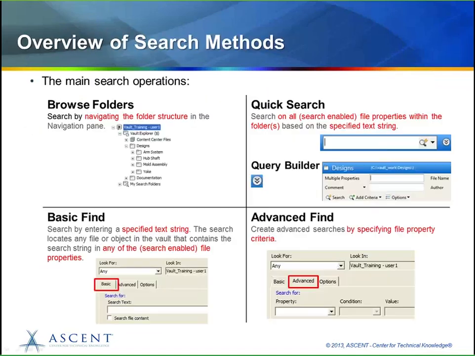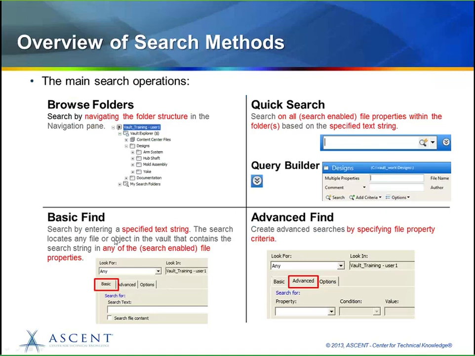Okay, so moving on here. Just a brief overview of each of the search methods before we go into them in detail is shown here. Browse folders: we just navigate or search by navigating the folder structure. Quick search: we type in a search string, and it searches all the search-enabled file properties within the folder that you choose. And if you press this button, it comes up with the Query Builder, which allows you to specify additional criteria.